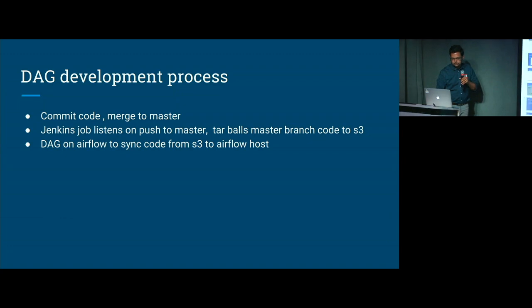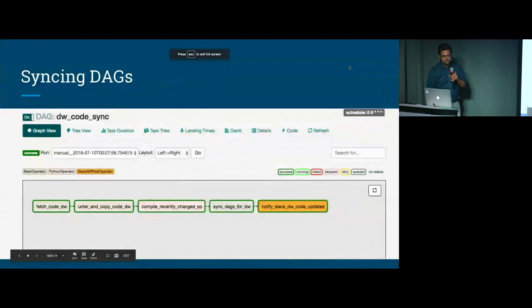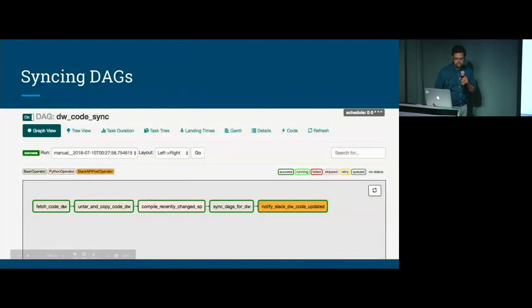So just to show you, I have a slide. This is typically our DAG code sync. We fetch our code, which is coming from S3. We untar it on the cluster. We compile any recently changed stored procedures right there. So this is a Postgres operator. And then we sync the DAGs to the location where the cron or the scheduler is looking. The scheduler looks at a very specific location for all the DAGs, so we need to make sure that the DAGs are at that place. And then we notify our Slack that this sync happened. Typically this happens once a day as per this schedule, the top right. But whenever engineers want to commit code, they can also trigger this manually.